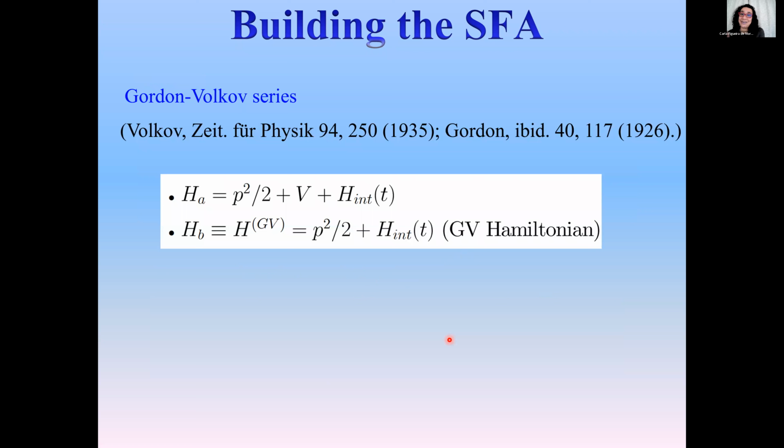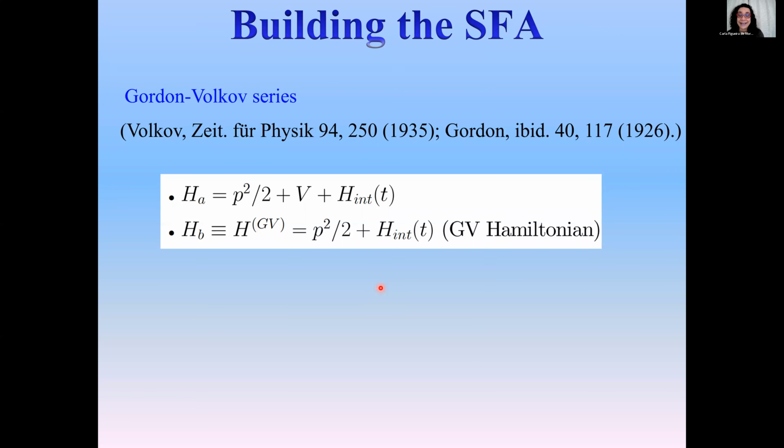So if you have a huge field, why not go for the opposite and pick the Coulomb potential as the perturbation? This is what we know as the Gordon-Volkov series. Now, our problem is different, because you have comparable field and potential. So neither is much stronger than the other.